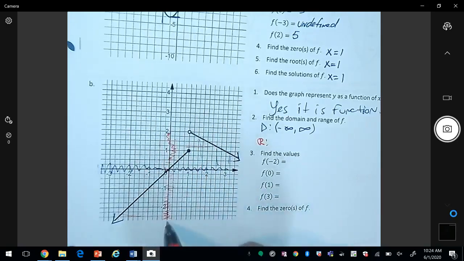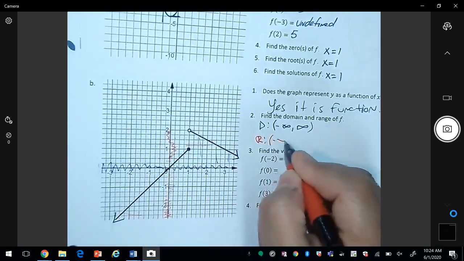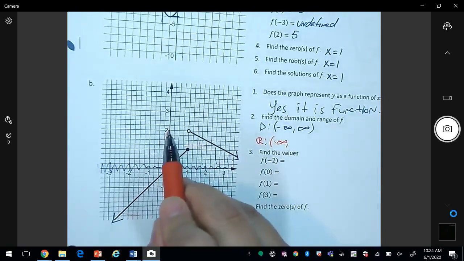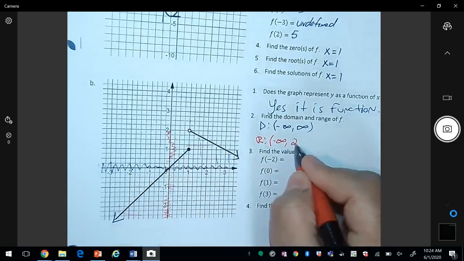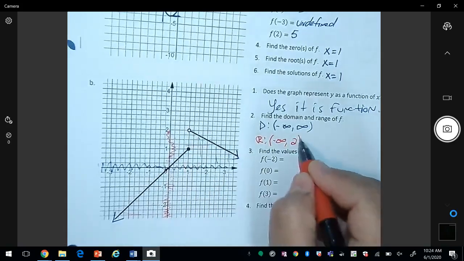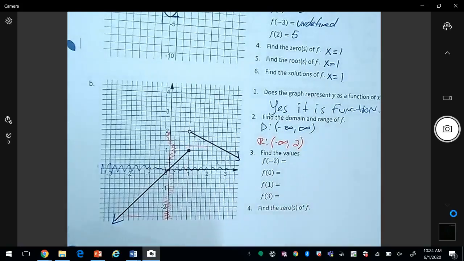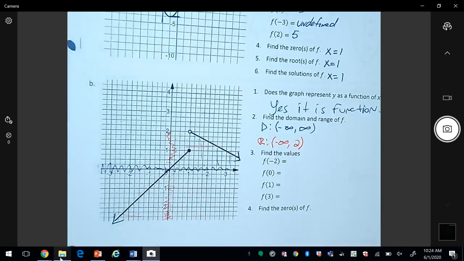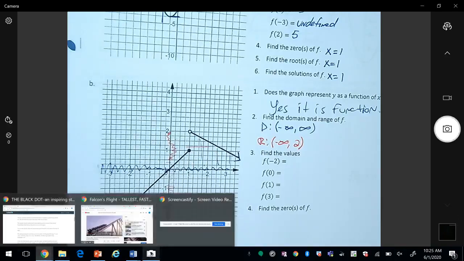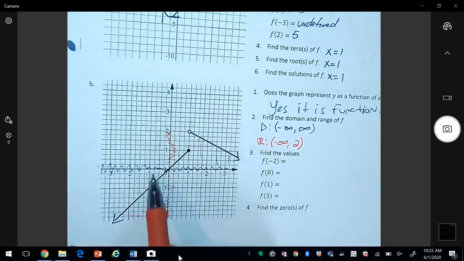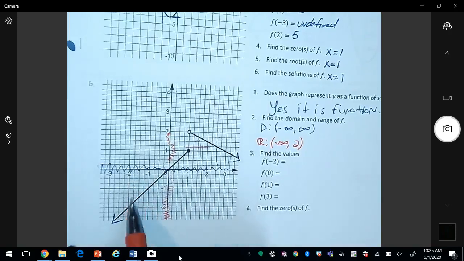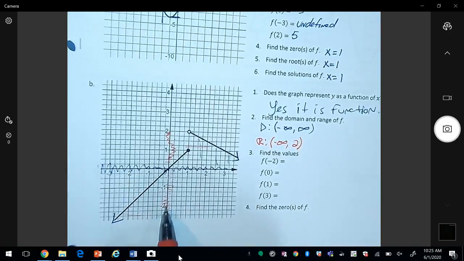So my range is going to go from negative infinity, and then it's going to go up to 2, because that's the highest y value that's being used. And the 2 is an open circle, so I need a parenthesis. So f of negative 2 is going to be at negative 2 for x, we go down, and the graph touches negative 2.